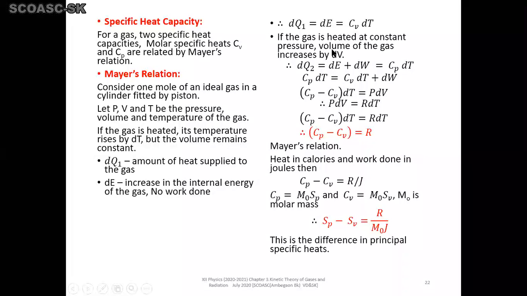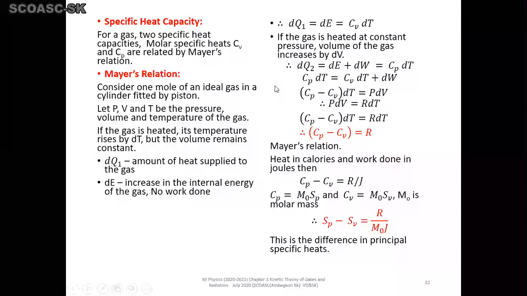Now, in the second case, I take this particular gas and keep the pressure constant. That means the piston is able to move. So whenever I supply the heat energy, of course, the internal energy is going to increase. What is internal energy? The kinetic energy. That is going to increase. And at the same time, PdV work is going to be done.